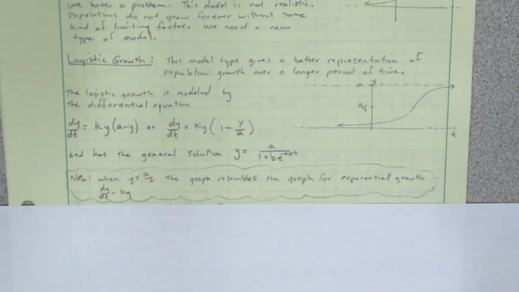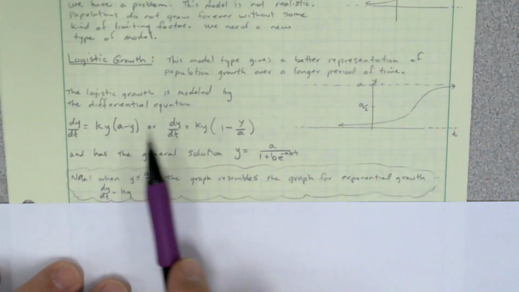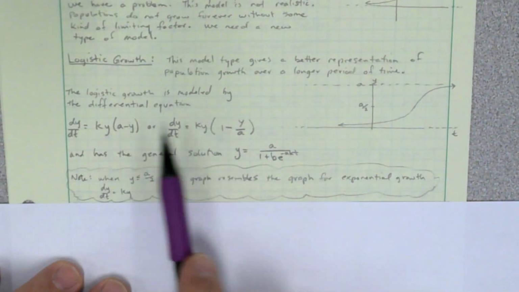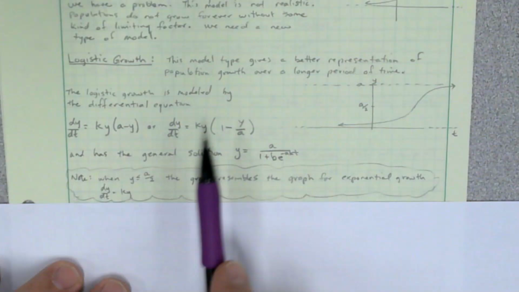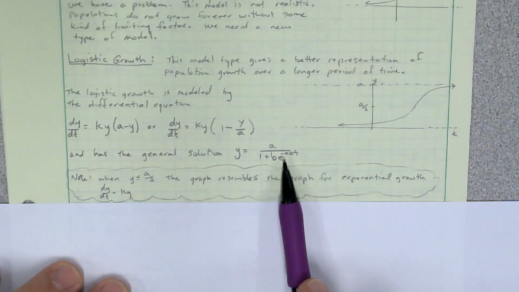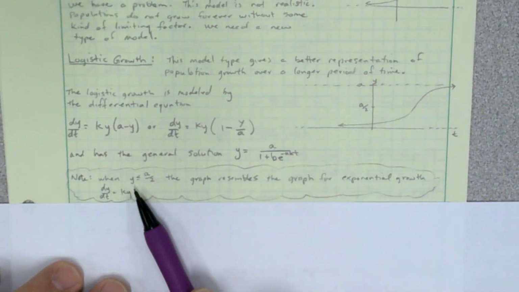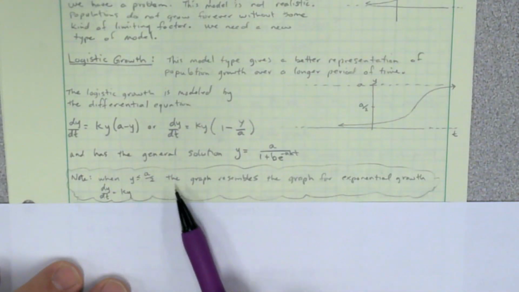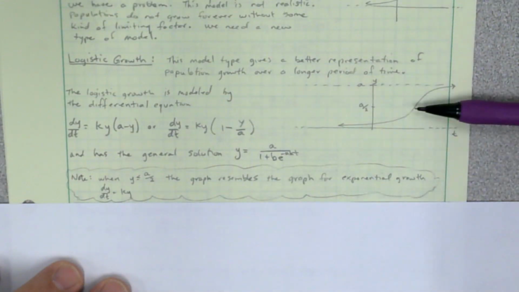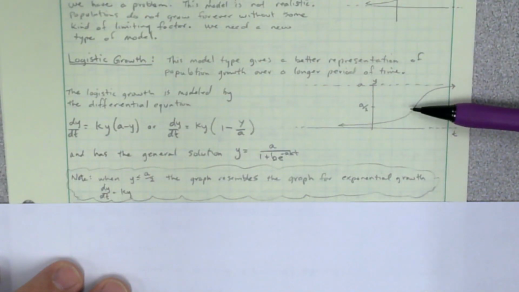The logistic growth is modeled by the differential equation, and here are two forms of these. You want to make sure you recognize both of them. It will help you tremendously. And the general solution looks like this. It's hard to read right here. This is e to the negative a times k times t. When y is less than or equal to a over 2, the graph resembles the graph of an exponential growth. So when we are less than halfway here, then it looks just like this one up here. It acts the exact same way.